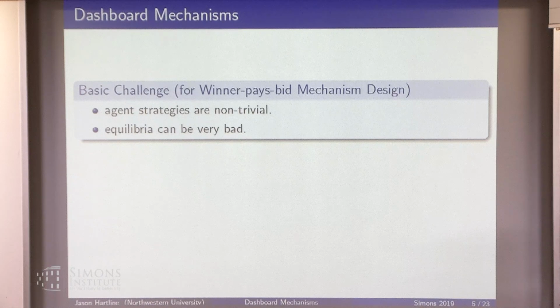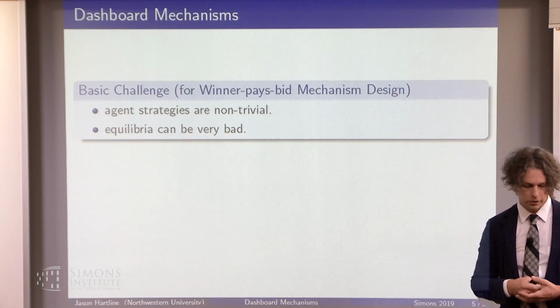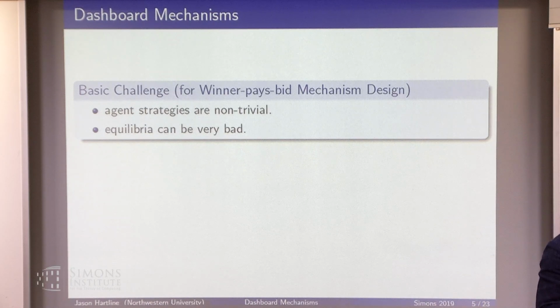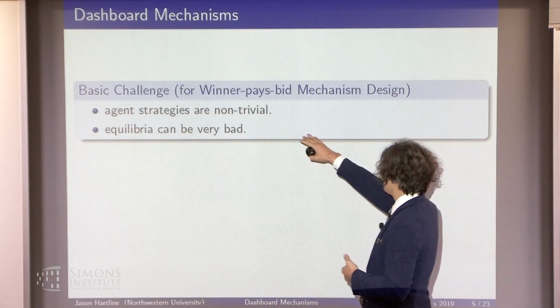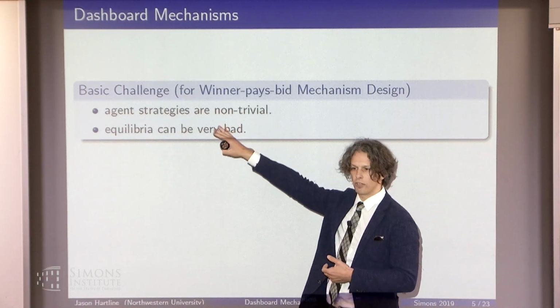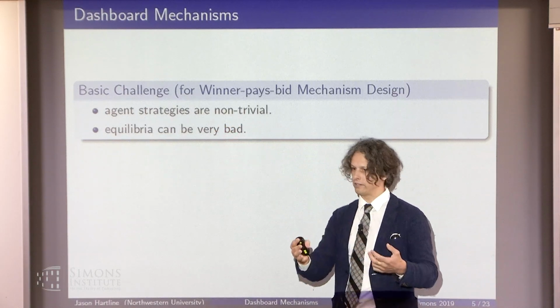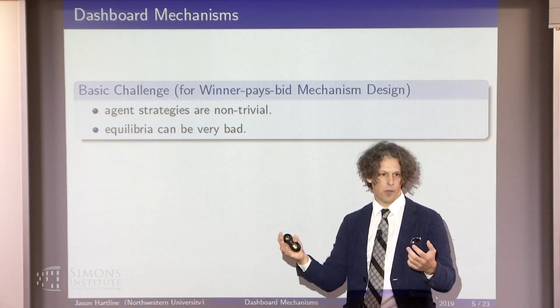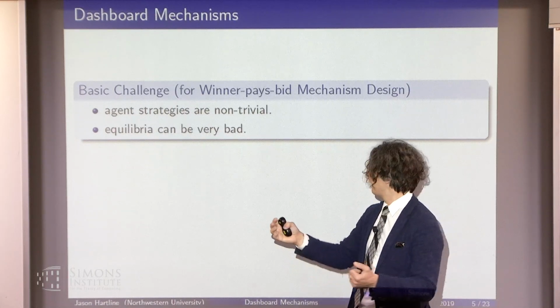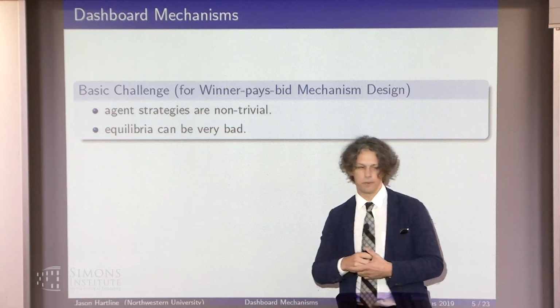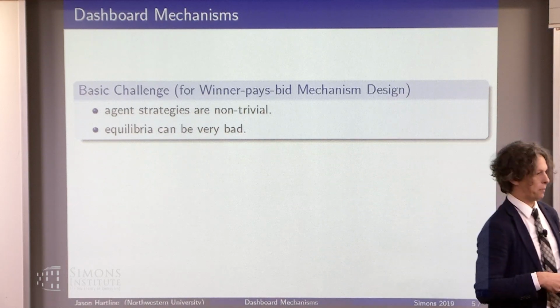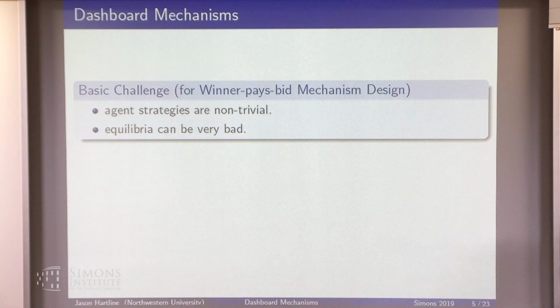Cool. So there are actually 2 challenges that I think are the big challenges for winner pays bid or non-truthful mechanisms. One challenge is that the agent strategies themselves are non-trivial. If I told you to bid in this scenario, come up with a bid, you'd be like, I don't know how to do that. The other challenge is that equilibrium can be very bad. So I'm going to be proposing solutions today that address both of these challenges.